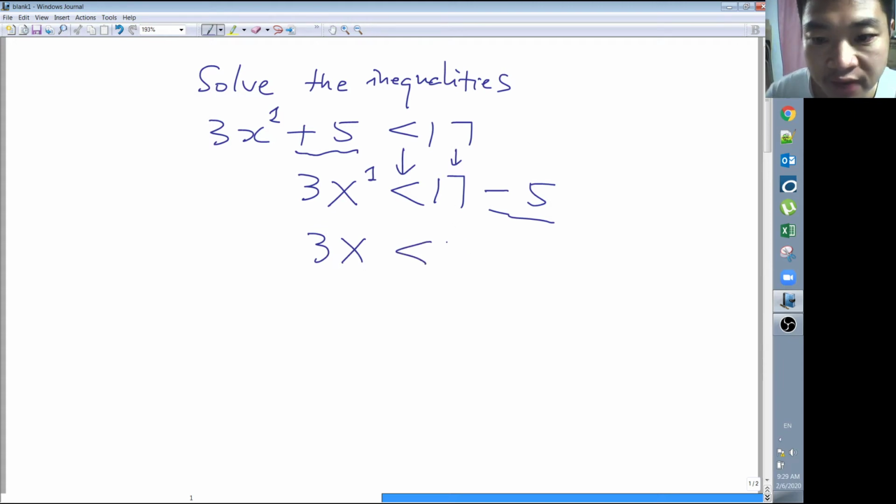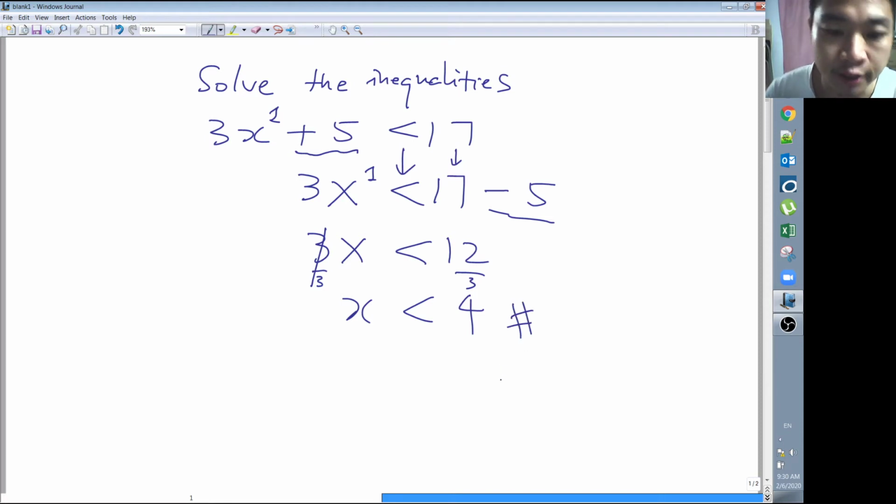17 minus 5 is 12, and then you can divide by 3 on both sides, just to get rid of your 3 here. Since you have divided by 3 on the left, you need to divide by 3 on the right as well. 12 divided by 3 is 4. So this is your answer for this inequality: x is smaller than 4.